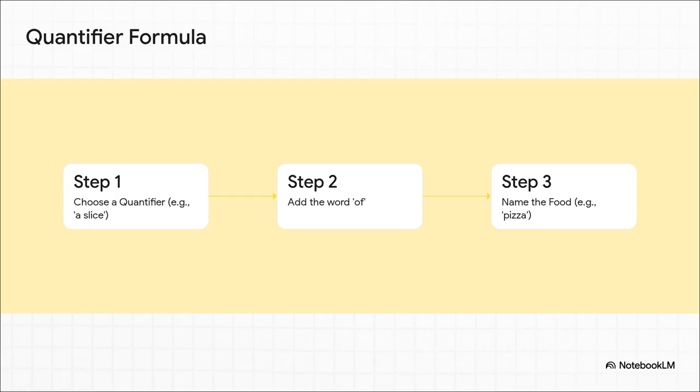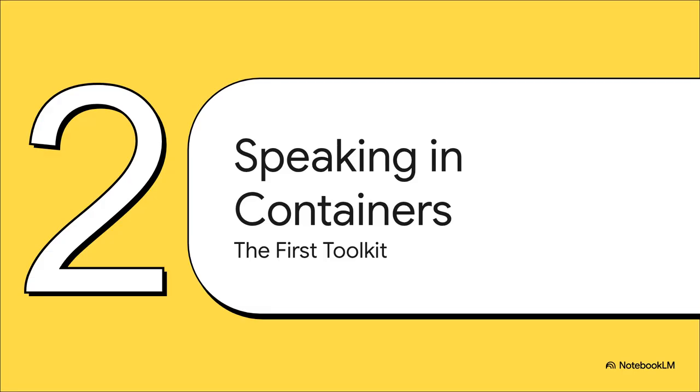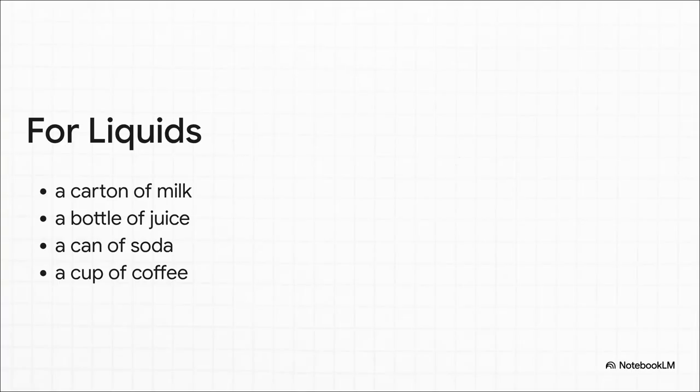Let's see this formula in action. All right, let's open up our first toolkit. This one is all about containers, and it's probably the easiest way to get started. Basically, you let the package that the food comes in do all the counting for you. Just think about walking through a grocery store. You don't just buy milk, right? No, you buy a carton of milk.